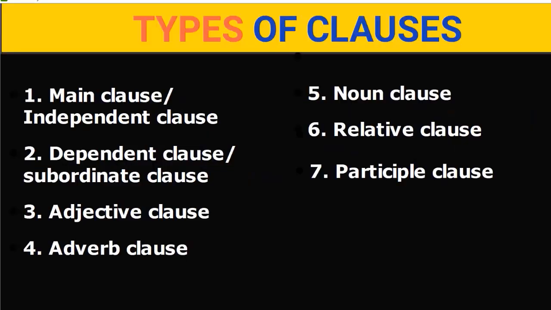Now, how many types of clauses we have in English? We have 7 types of clauses. Main clause, also known as an independent clause. Dependent clause, also known as a subordinate clause. Adjective clause, which is a type of a dependent clause. Adverb clause, again a type of a dependent clause. Noun clause, again a type of a dependent clause. Relative clause, a type of an adjective clause, which is a type of a dependent clause. And the last one is a participle clause. Should I actually call it a clause? Participle clause? Does it actually exist? Should it be a phrase or clause? We'll talk about it. Don't worry.